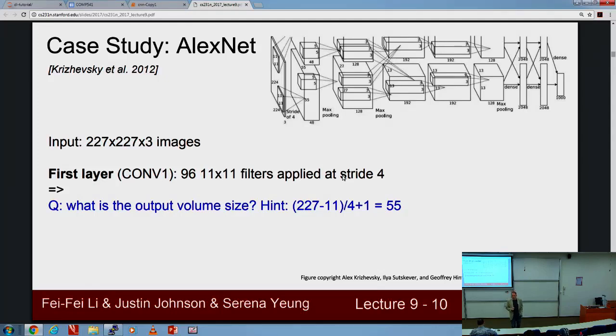What was the default stride for convolution? 1, right? What was the default stride for pooling? Size of the window, exactly. So here, this is applying 11 by 11 filters at stride 4. So the question is, what is the output volume size? After this first convolution applied to the input of 227 by 227 by 3, I get an output volume. What is the size of that volume? What are the spatial dimensions and what is the channel depth?